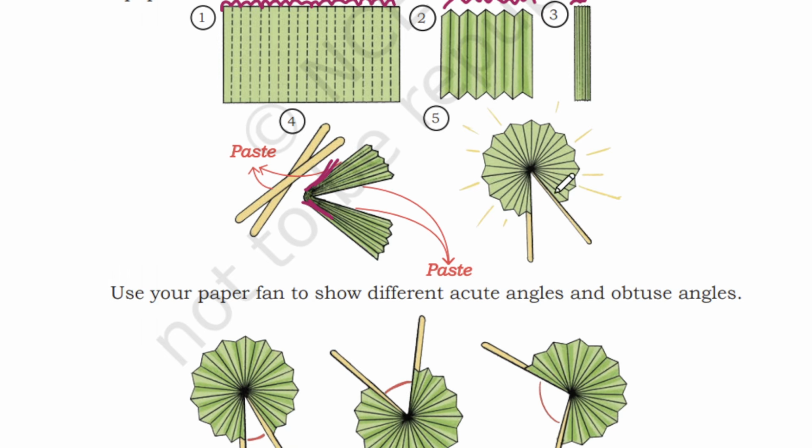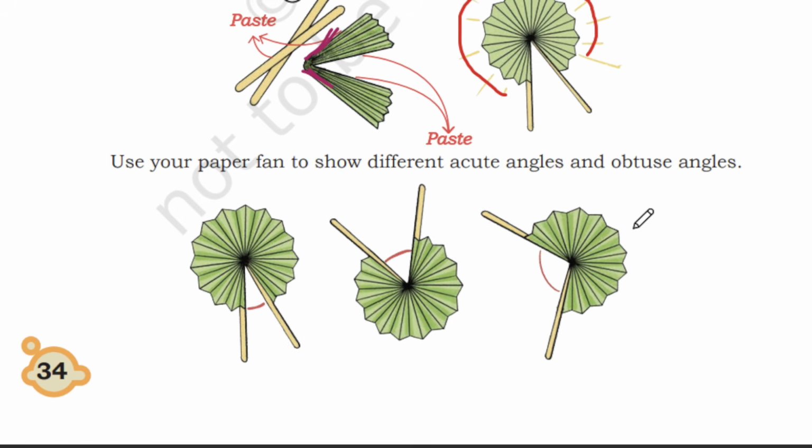Okay, and you have to reverse this over. So if you reverse this over you will get this. Okay, this is like your activity. Use your paper fan to show the acute angle, obtuse angles, and you can even show right angles also.